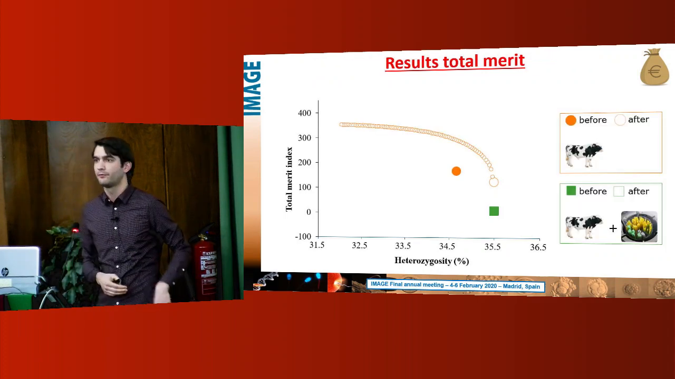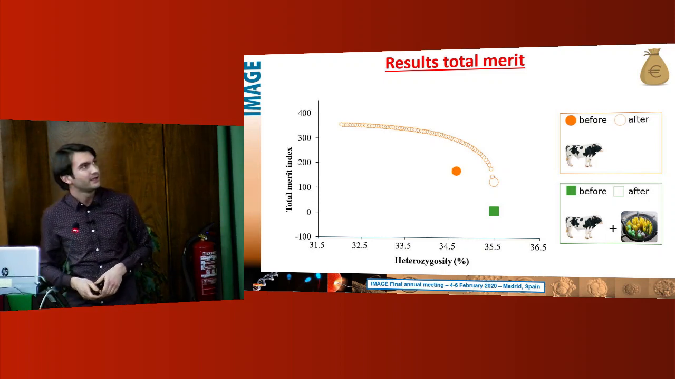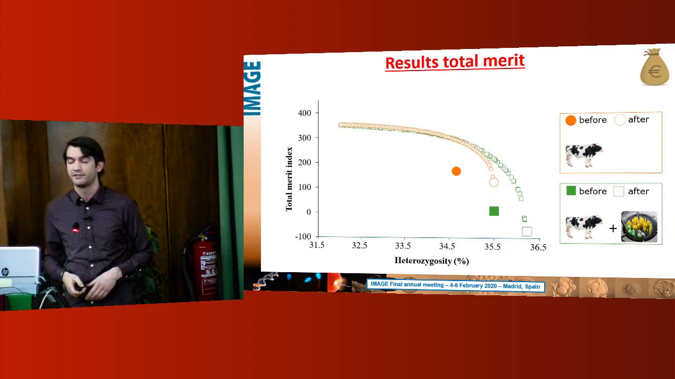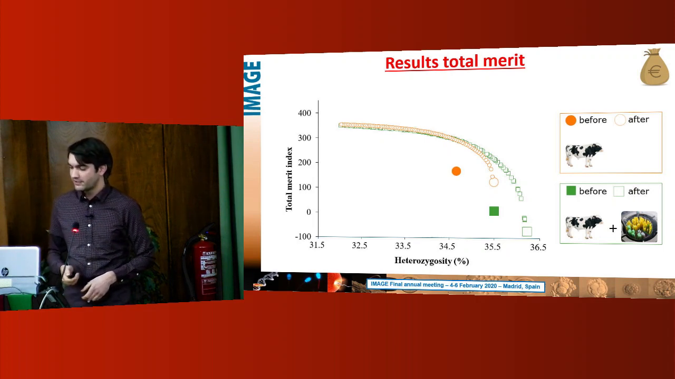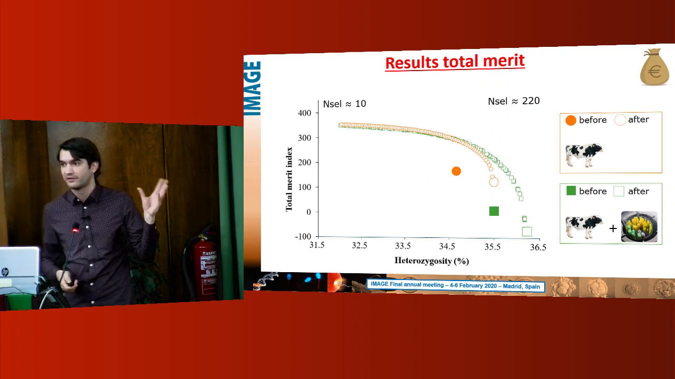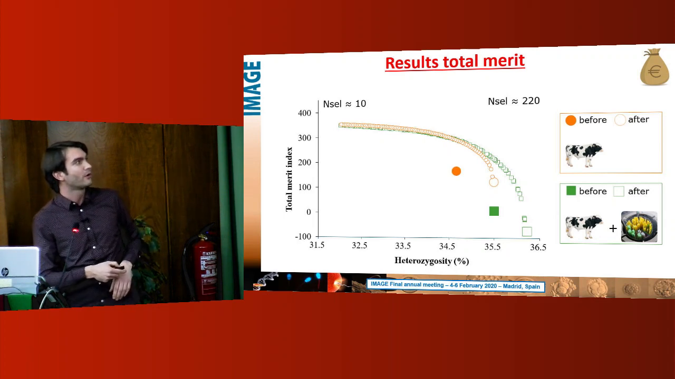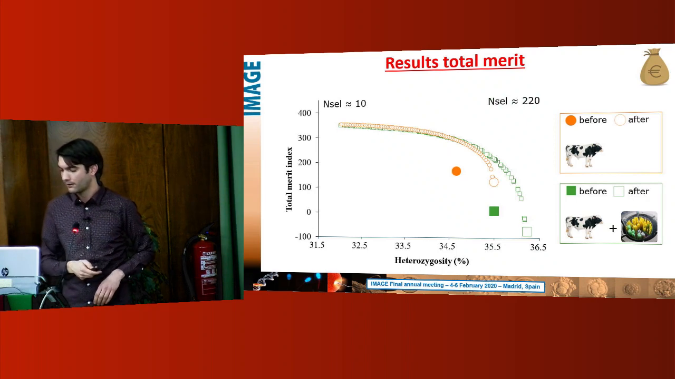Now we'll add the curves where you actually look at all these trade-offs between merit and diversity. This is the curve that you can get when using only the current bulls, and this is what you can get if you also include the gene bank bulls. What you can see here are the numbers of animals that are selected by optimal contribution selection. If you focus more on improving genetic merit, it will only select 10 individuals. If you focus more on diversity, it will select a lot more individuals.